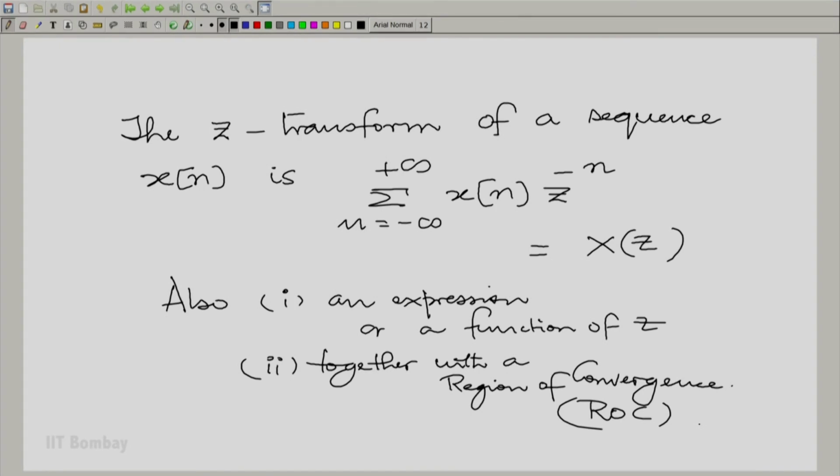Once again, we must emphasize the region of convergence matters. The same expression with different regions of convergence will correspond, in fact, to different sequences. We have seen examples. Now, we shall deal more elaborately with these transforms in the subsequent sessions.